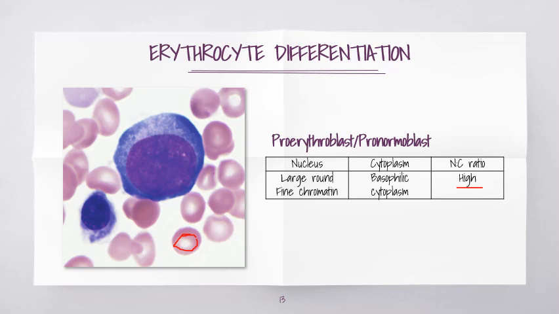Immature cells, this is a rule of thumb, will always have a high NC ratio. So as the cell matures, that nucleus will eventually shrink, lowering the NC ratio. So you have more cytoplasm than the nucleus, in contrast to immature cells.